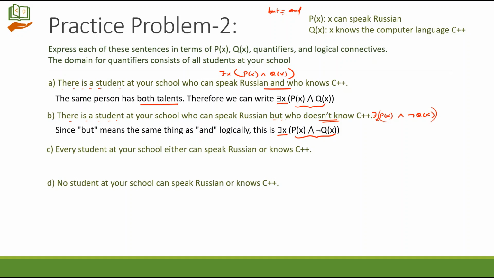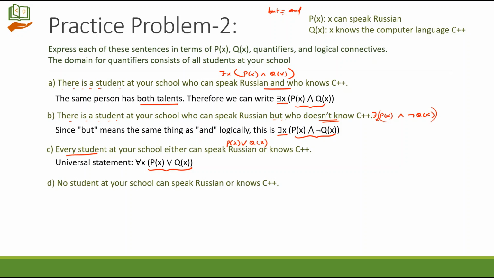Now the C statement. Every student at your school either can speak Russian or know C++. This is P of x or Q of x along with the universal quantifier. So we are expressing this in terms of universal quantifier.